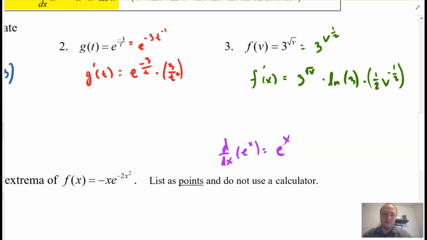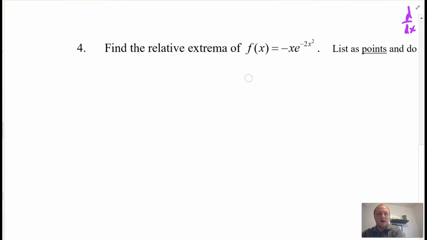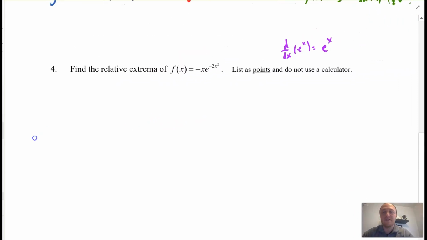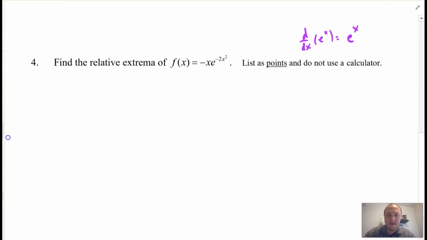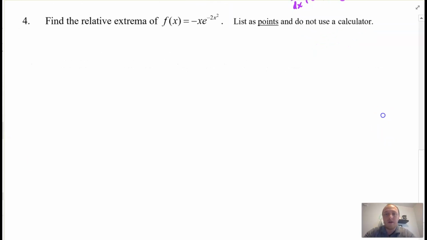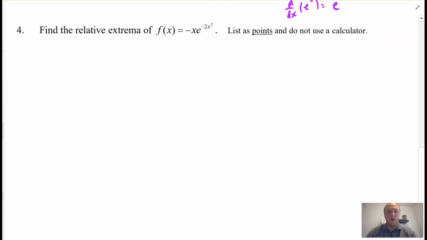So very foundational example there. All right. Number 4, it says find the relative extrema of f of x and then list the points. Do not use a calculator. So if I want the relative extrema, remember that I'm going to have to take the derivative. I need to know what is f prime of x, and I'm going to have to set it equal to 0.